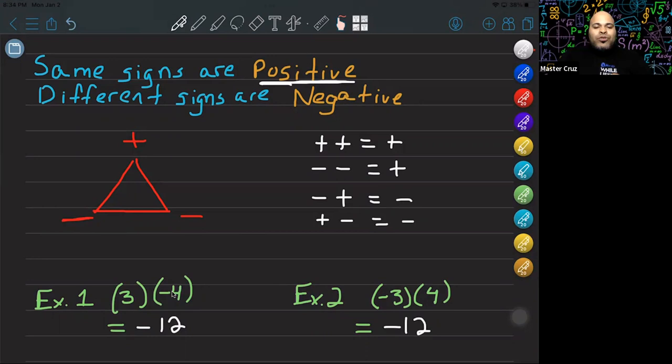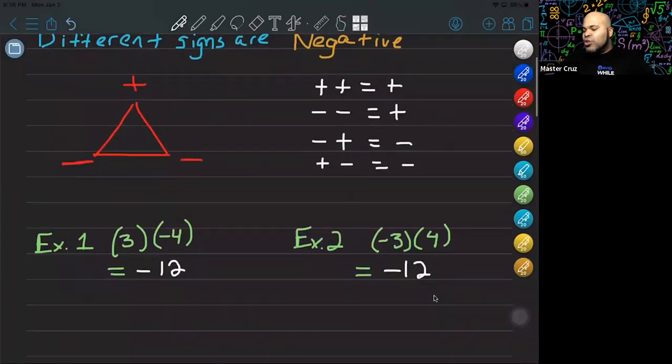Here, the bigger number was 4, and it was negative, but the answer was negative because they're different signs. Here, and this is the mistake, some students will think that the answer is positive 12 because 4 is positive and 4 is a big number and you keep the sign of the higher number. But that's not true because this is multiplication. If you make the mistake, you're applying the rules for addition and subtraction to multiplication. You do not want to do that.